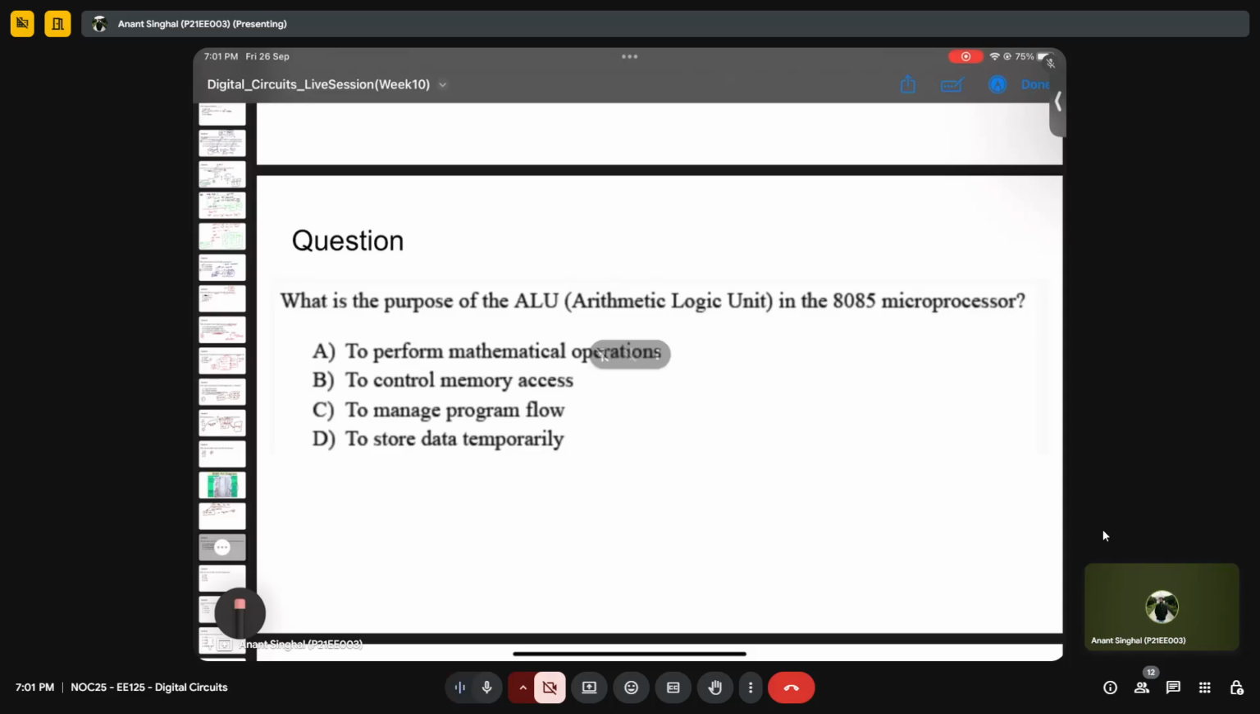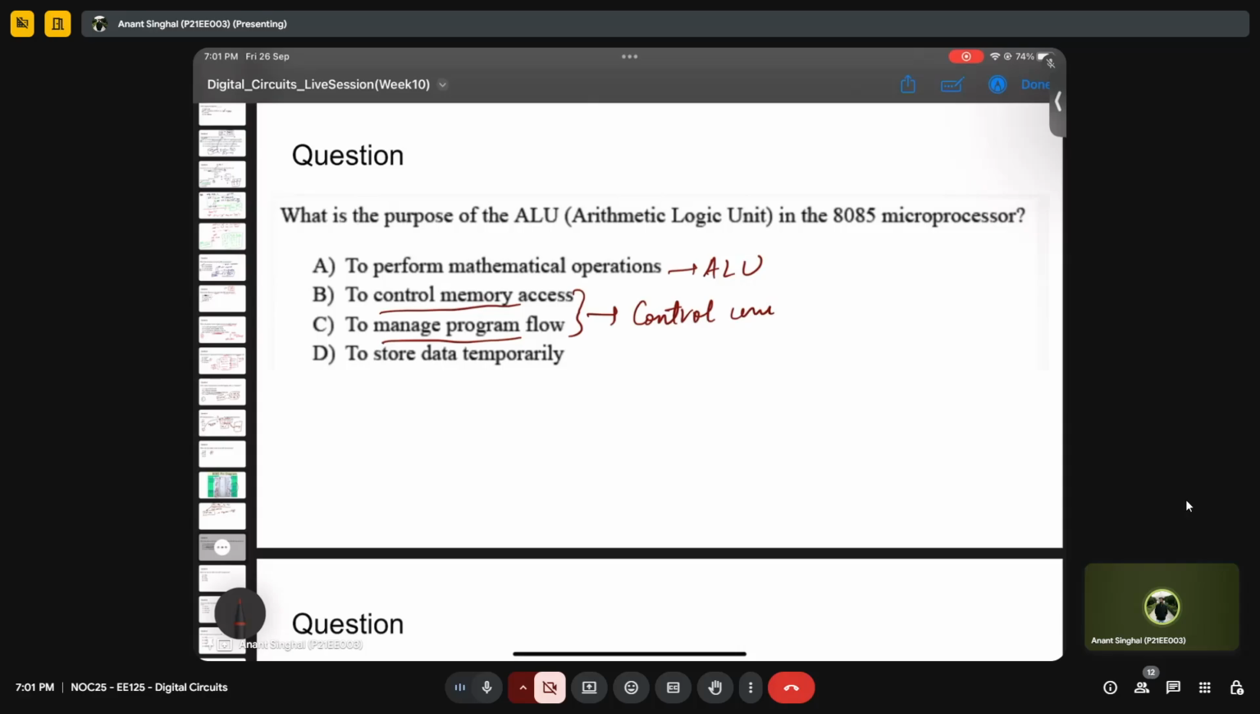So this is actually the operation of the ALU. Then we have to control memory access or manage program flow. This is done by the control unit, which is also called the CU. And to store data, it is registers. So basically, these are the three main components of a microprocessor. One is the ALU, one is the control unit, and the third is registers.